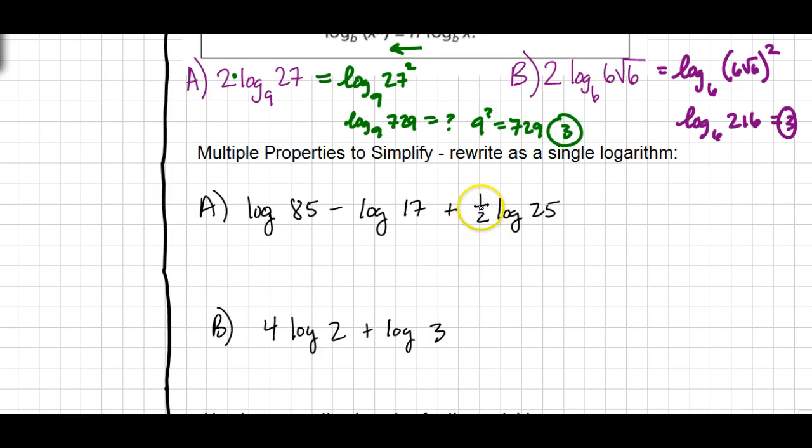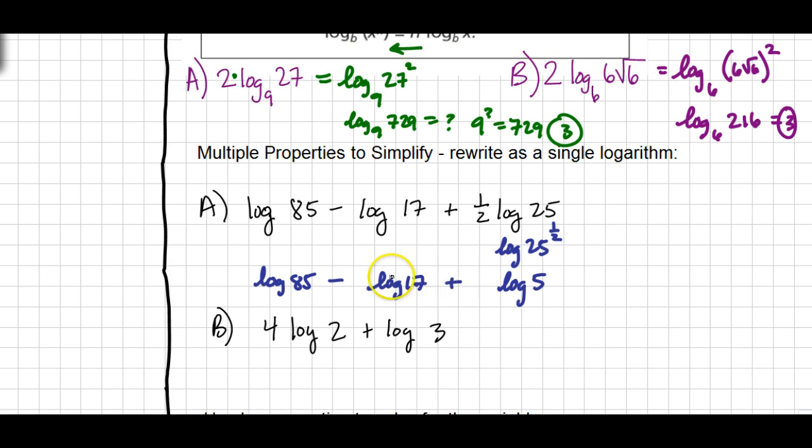I'm going to take that half and put it as an exponent on the 25. So I'm going to get log of 25 to the 1/2 power. Now hopefully students remember that when you take the 1/2 power of something, that's the same as taking the square root. So this is really going to turn into log of 5, because 25 to the 1/2 is just like taking the square root of 25. Now I'm going to rewrite the rest of my problem here and try to figure out what I'm going to do about the rest of my properties.